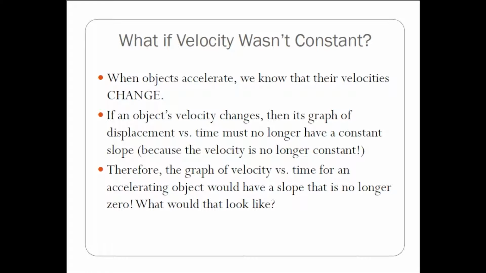Well, what if velocity wasn't constant? When objects accelerate, we know that their velocities change. We've seen this guy before. And if an object's velocity changes, then its graph of displacement versus time must no longer have a constant slope, because the velocity is no longer constant. A constant velocity looks like a graph of displacement versus time that is linear. But if that velocity is always changing, then you no longer have a constant rise over run. Therefore, the graph of velocity versus time for an accelerating object would have a slope that is no longer zero. What would that look like?